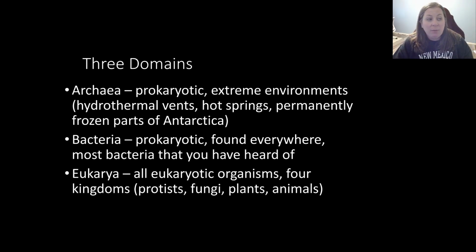So a quick review here, we do have the 3 domains. You have Archaea, which are the prokaryotes that live in extreme environments like inside volcanoes, in hot springs, in Antarctica. They live in all those extreme places. We also have bacteria, which are the prokaryotes that are found everywhere. Okay, in you, on you, around you, in the air, the soil, the water, they're found everywhere. And then you have eukarya, which are all the eukaryotic cells. These include the kingdom Protista, fungi, plantae, and Animalia.